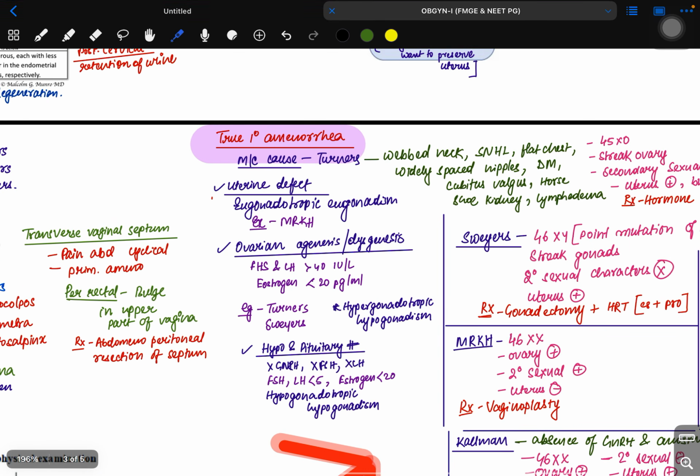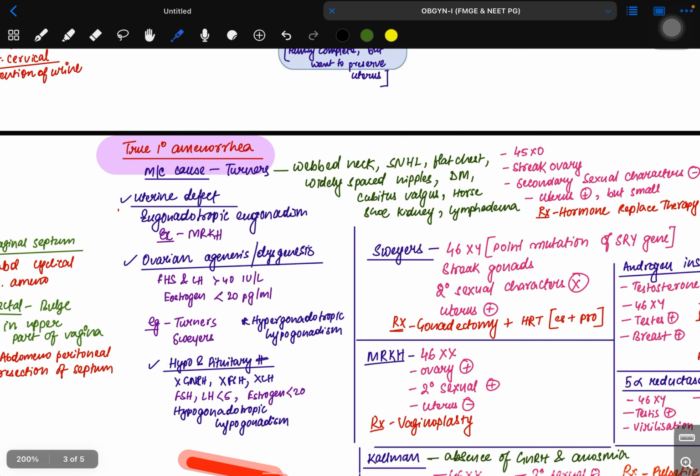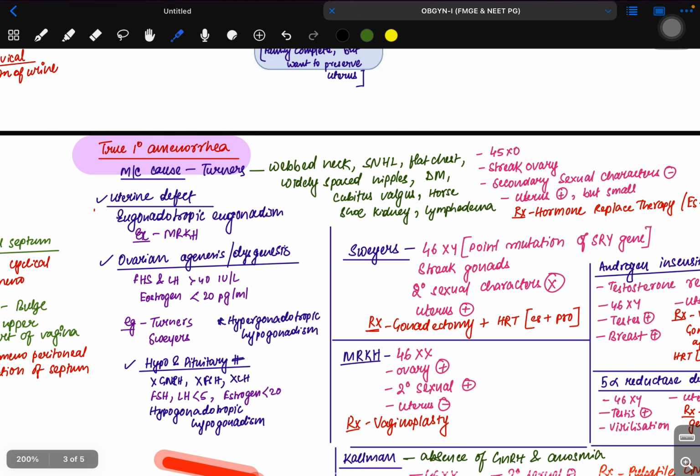Now let's understand what is true primary amenorrhea. The most common cause is Turner syndrome. What will be the symptoms in Turner syndrome? You all know the clinical features: the webbed neck, sensorineural hearing loss, flat chest, widely spaced nipples, diabetes mellitus, cubitus valgus, horseshoe kidney, lymphedema. All these are the clinical features you have to remember. In Turner syndrome it is 45 XO. The ovaries will be present, but they will be streak ovaries, so the gonads will be streak ovaries. Secondary sexual characteristics will be absent. The uterus will be present, but it will be small.